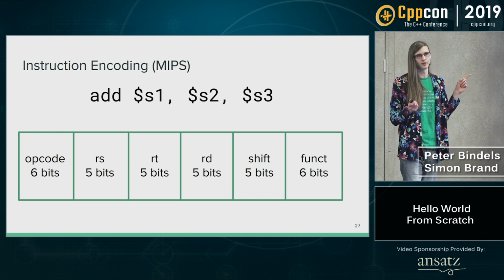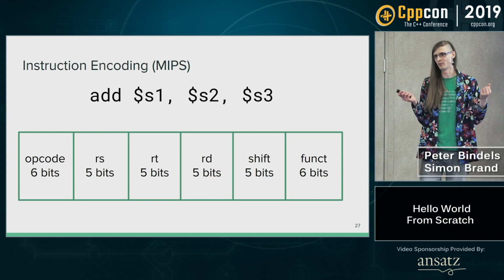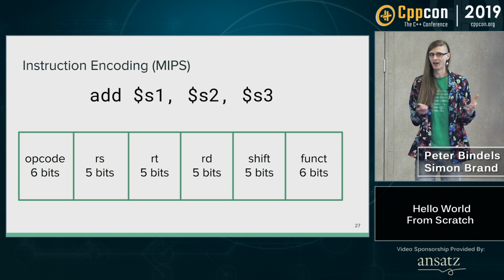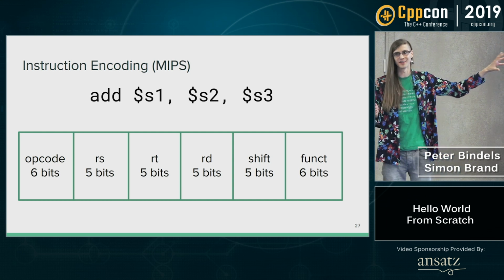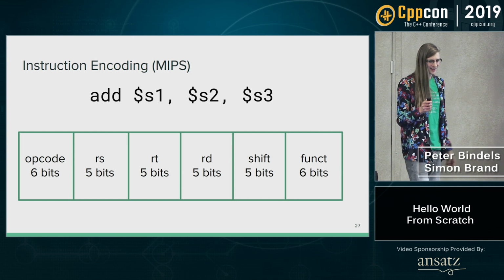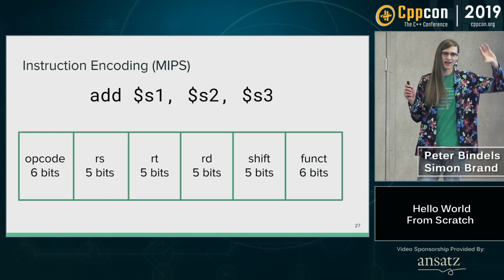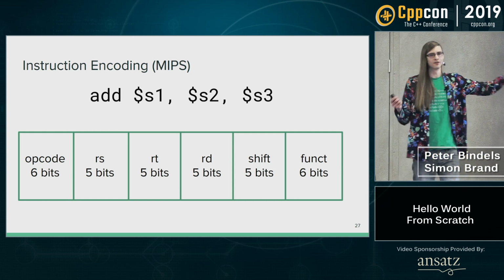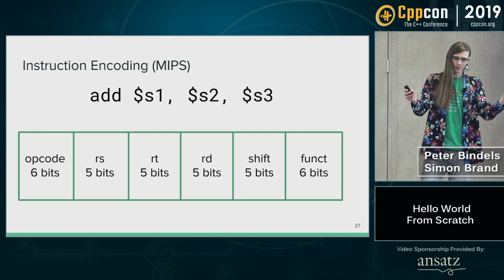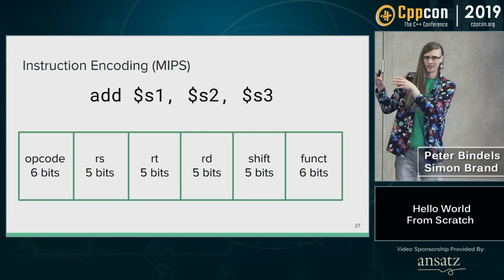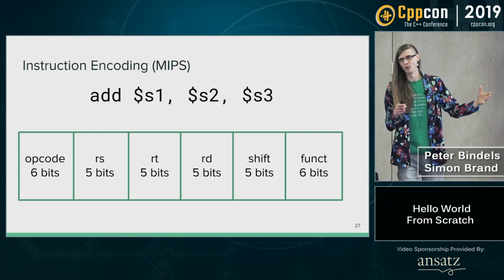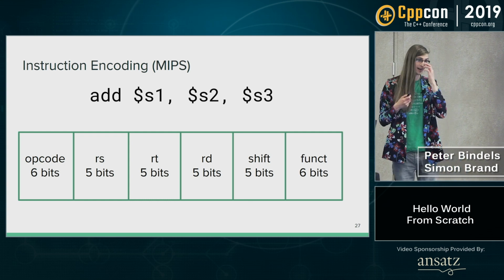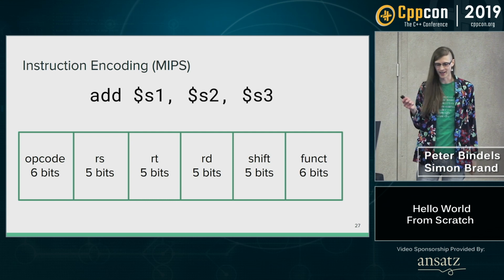So this is the instruction encoding for MIPS, which we chose because it's actually used, but also pretty simple. You do not want to see what the x64 version of this graph looks like. So MIPS just has an opcode for what kind of thing we want to do, then some operands, and then it has some extra fields if you're doing shift operations or to select which kind of arithmetic instruction you want.